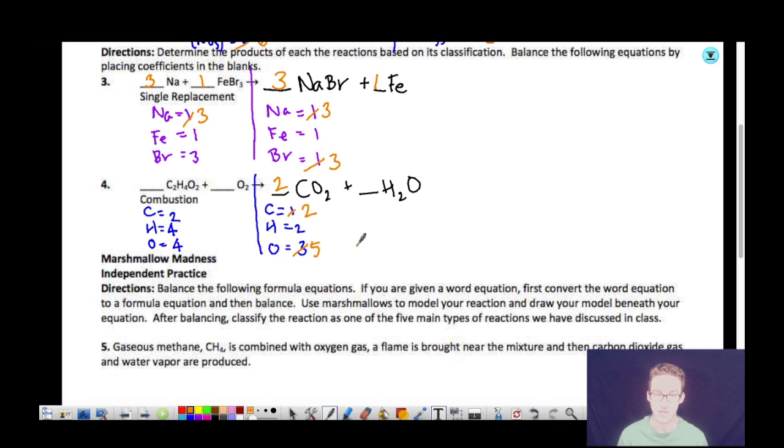Which one should I balance next? You're going to want to try and balance the one that appears once on either side. A little easier to do. In this case, the hydrogen. So to balance my hydrogen, I'm going to put a coefficient of 2 here. That gives me a total of 4 hydrogen. And watch out, it gives me a total of 6 oxygen. So my final balanced chemical equation, 1, 1, 2, 2. And we're balanced.